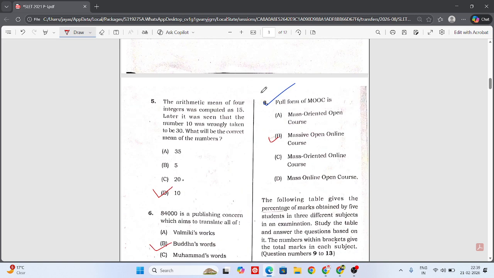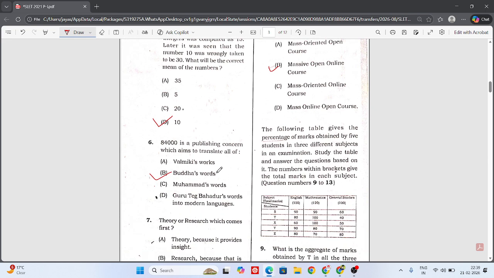The 5th question is the arithmetic mean of the integers. This maths problem we are not solving here, otherwise the video will be very long. The answer will be 10. You can solve the problem and see if it's exactly 10 or not, because I didn't do the calculation. Later it was seen that the number 10 was wrongly taken to be 30. What will be the correct mean of the numbers? Next, the 6th. 84,000 is a publishing concern which aims to translate all of Buddha's word. This is the correct answer.